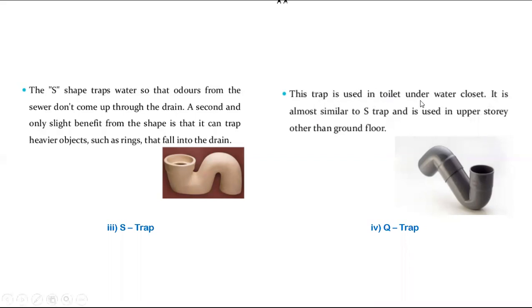This drop is used in the toilet, in the water closet. It is almost similar to the S shape and it is used in upper stories other than the ground floor. Other than the ground floor, we are using the Q drop for connectivity purposes. For connectivity purposes, we can use both. I am suggesting we use the S drop on the ground floor only. For connectivity, we use the Q drop on the upper floors, but both can be used on the ground floor.